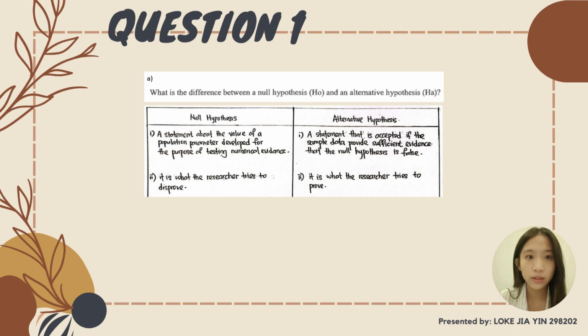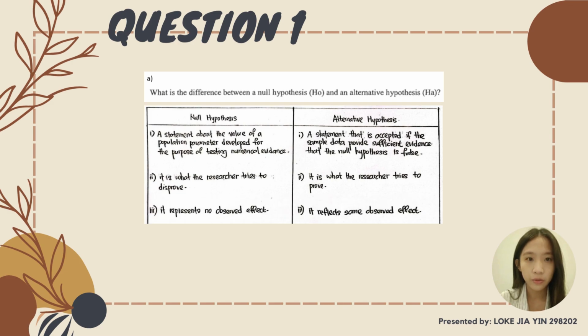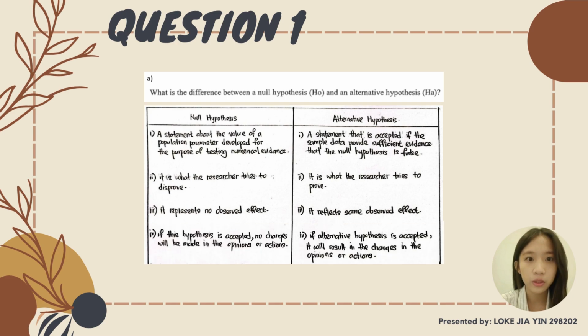Next, a null hypothesis is what the researcher tries to disprove, whereas an alternative hypothesis is what the researcher wants to prove. Moreover, a null hypothesis represents no observed effects, while an alternative hypothesis reflects some observed effect. The fourth difference between the two hypotheses is acceptance. If the null hypothesis is accepted, no changes will be made in the opinions. Conversely, if the alternative hypothesis is accepted, it will result in changes of the opinions.